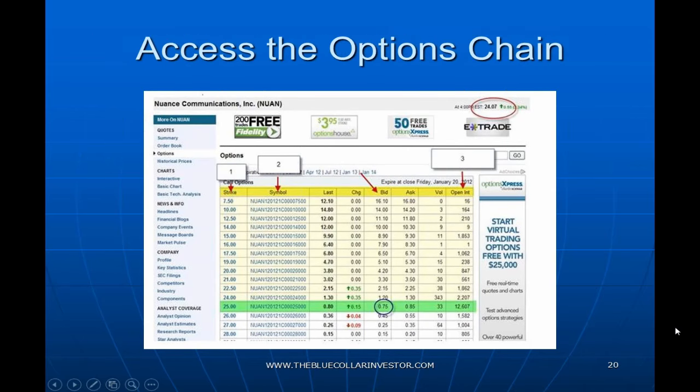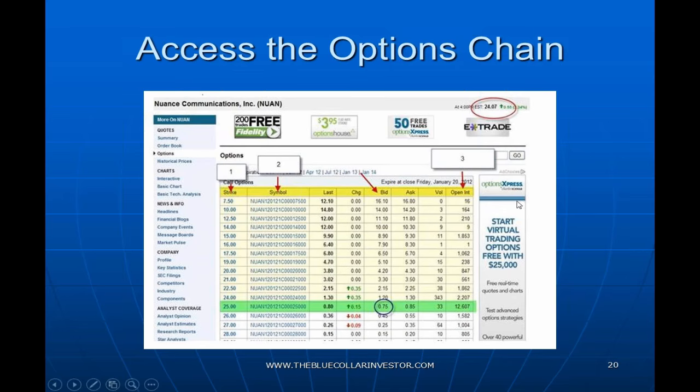Let me just go through some of the points on this options chain to familiarize you with it. On the top right, circled in red, is the price of Nuance Communications at the time that I made this screenshot, 24.07. Column 1 are the strike prices. Those are the prices we can agree to sell our shares for. I highlighted in the green row the $25 out of the money strike, higher than the current market value. Column 2 is the ticker symbol of the option, which contains the ticker symbol of the stock, the expiration date, the strike price, and the little C in the middle, which you may or may not be able to see, means call option.